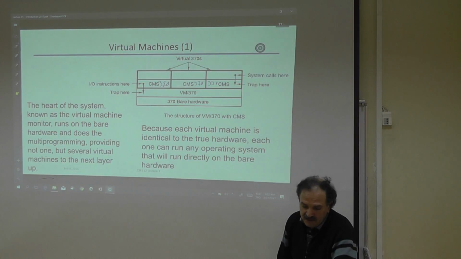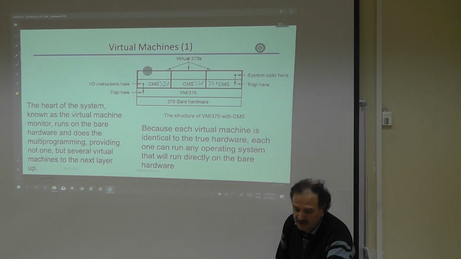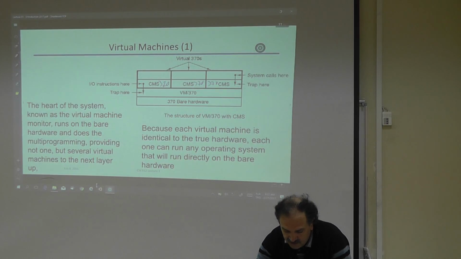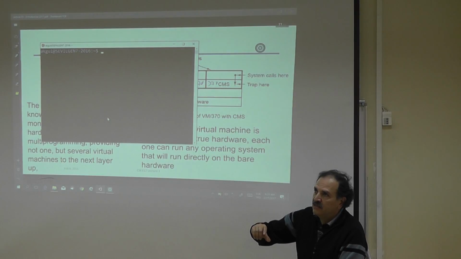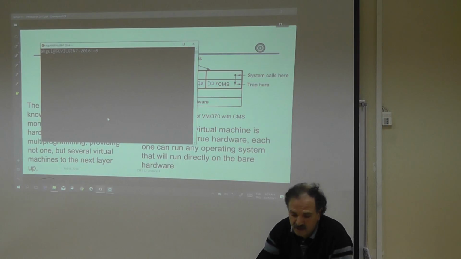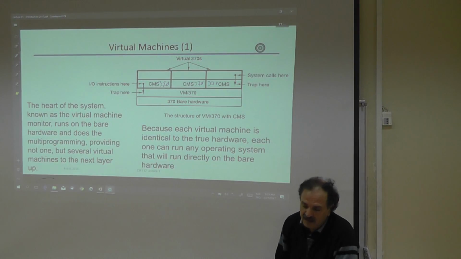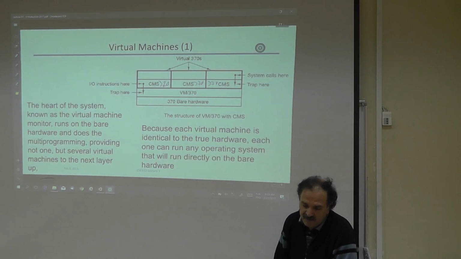made it possible to have machines like virtual machines. The virtual machine runs on the bare hardware and does multi-programming, providing not one but several virtual machines to the next layer. When I am running on this window, this window thinks that it is running on a Linux operating system, although it is running on Windows. So there is a layer that virtualizes the underlying hardware and the operating system to make it look like a Linux operating system and Linux hardware. They were doing the same thing in the 1960s with this kind of structure.